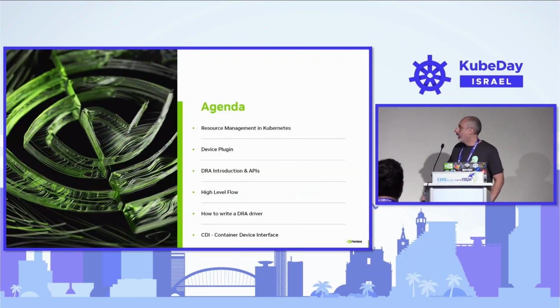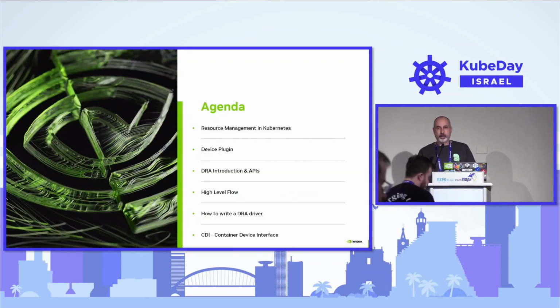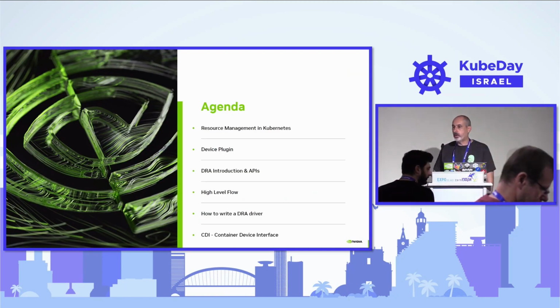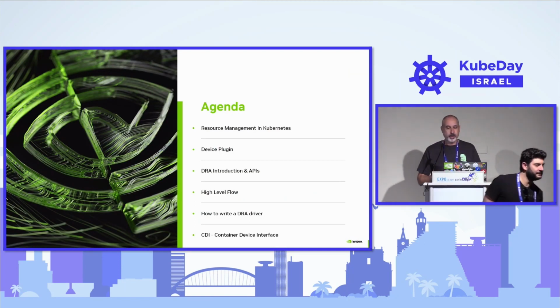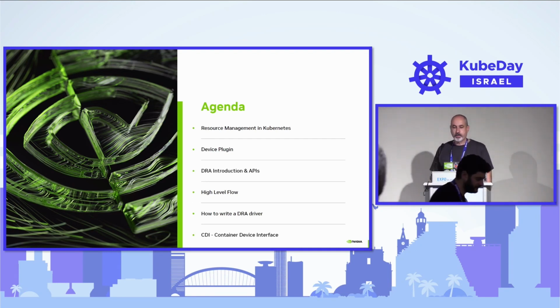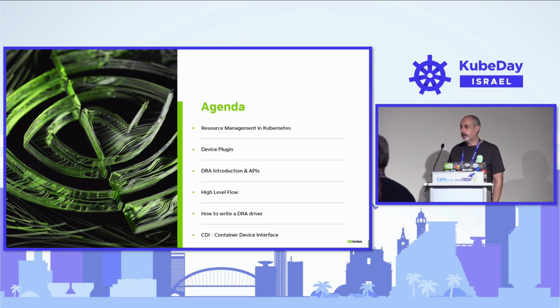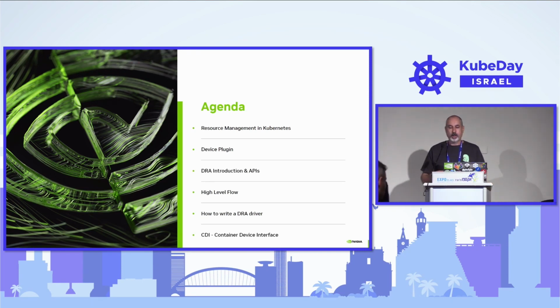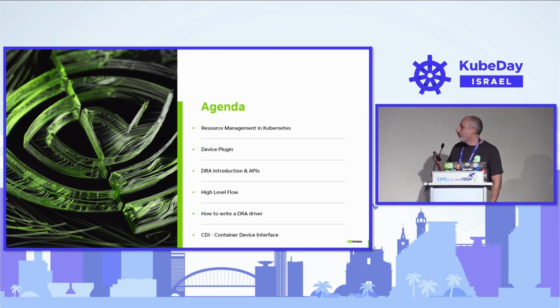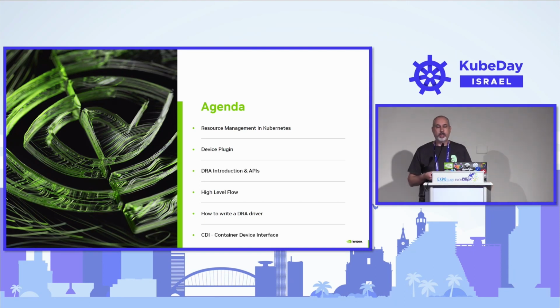Okay, so let's take a look at the agenda. First, we'll go over different resources available for your workload and how you actually request them. Then we'll talk about the device plugin, how it works and what its limitations are. And then we'll go over DRA and its main APIs. After that, we'll do a deep dive into the DRA driver flows. And also, we will go over the steps you will need to do in order to build your own DRA driver. Lastly, we'll go over CDI. CDI is the Container Device Interface, which is part of the container runtime that is required by the DRA drivers.